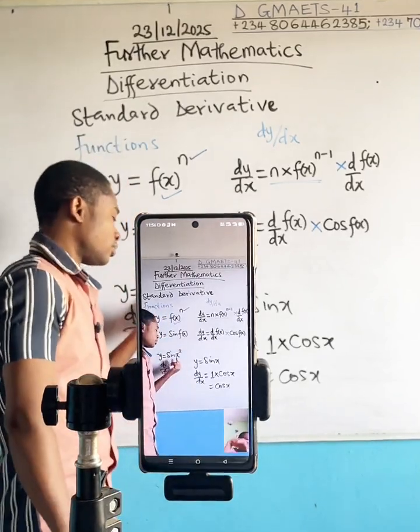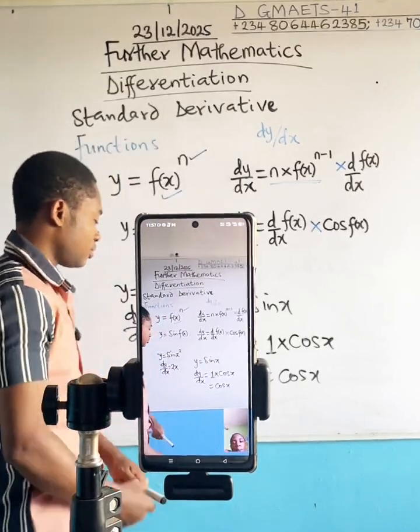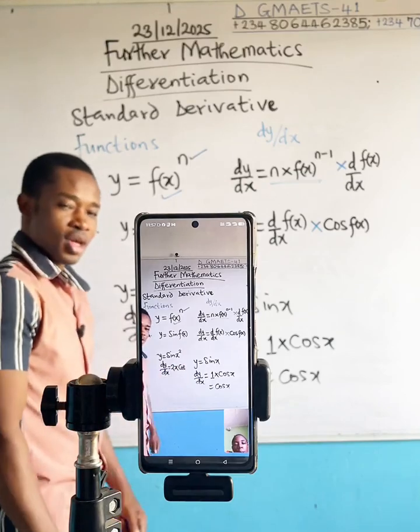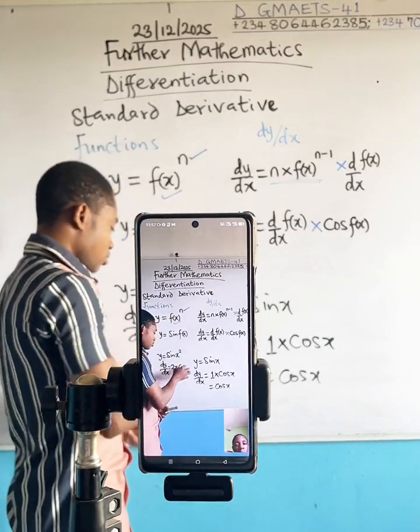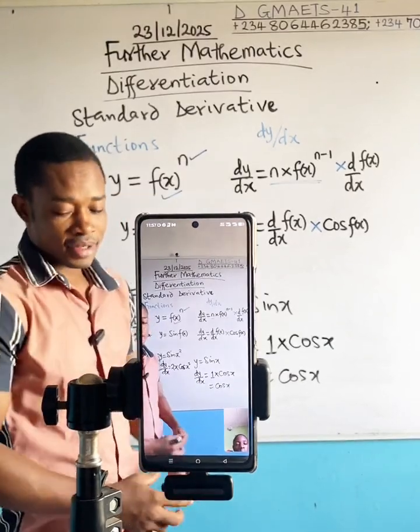Now, the major function is sine. If you differentiate sine, what will you get? Cos. Simple, without wasting your time. Cos. And what will be the argument of that cos? X squared. You are very correct. x squared there. And that is the answer.